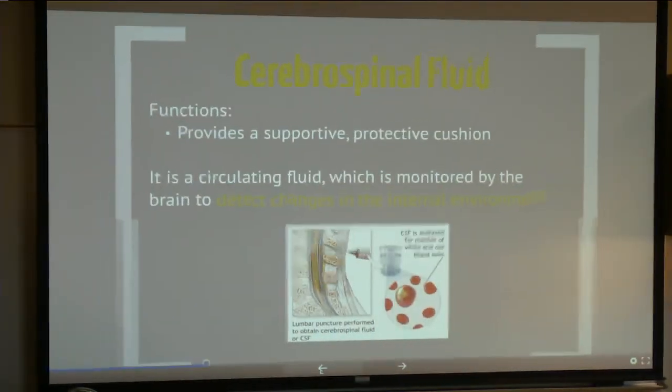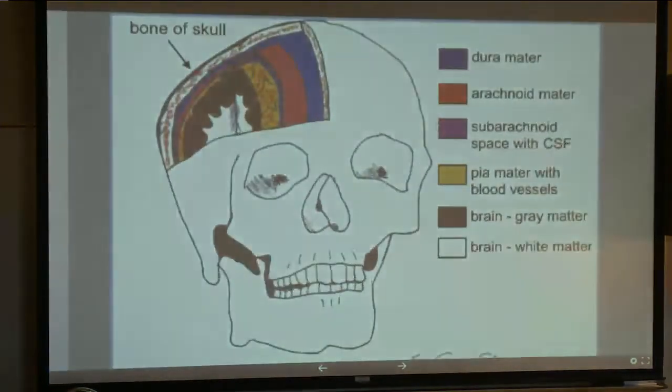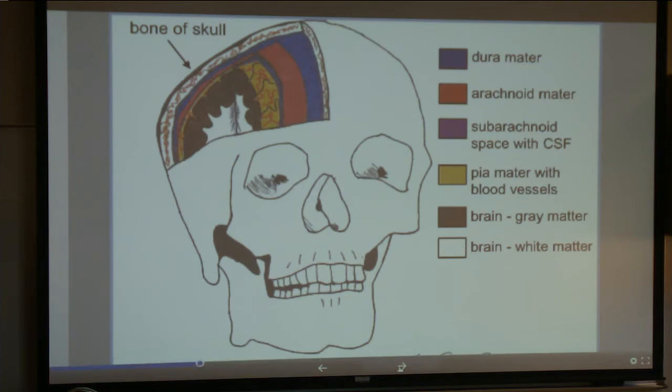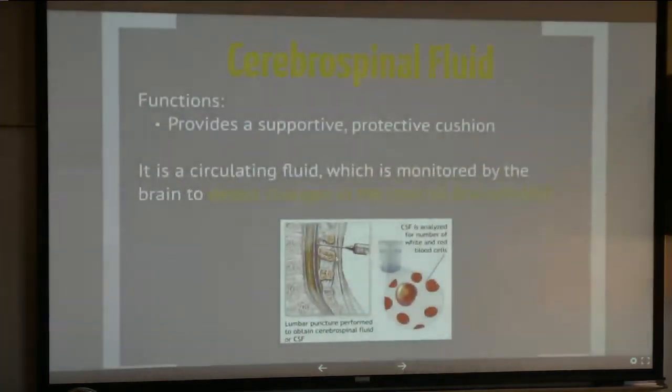Okay, and this picture right here does show the subarachnoid space with the CSF. Arachnoid mater is in red, here's pia in yellow, and this is the space right here. So again, it's some cushioning for the brain to hang out within these meninges and within the bones of the skull. Okay, so the CSF, cerebrospinal fluid, is going to help to support and protect. It's going to provide a nice cushioning.